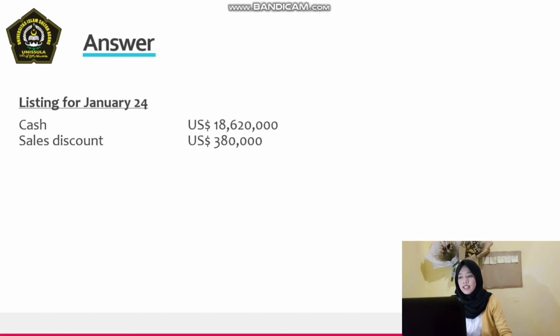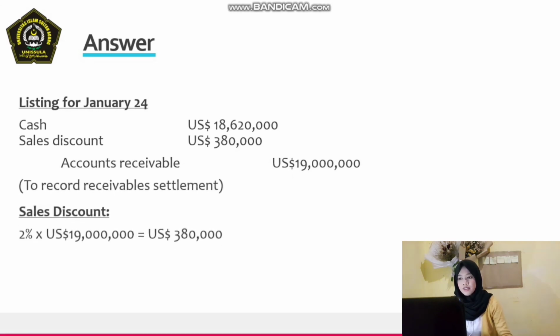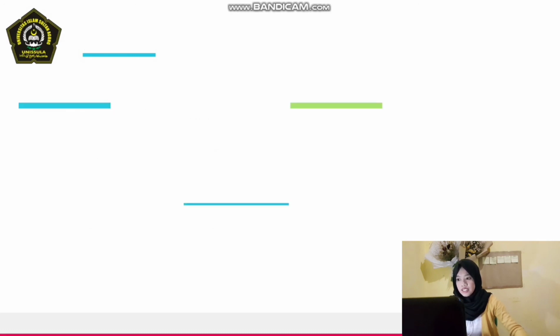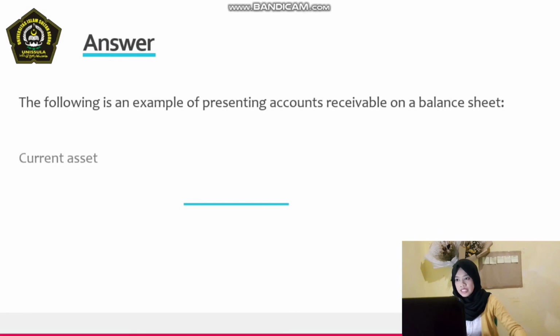The third is listing for January 24. Cash in debit 18,620,000. Sales discount on debit 380,000 and account receivable in credit 19 million. This is to record receivables settlement. Sales discount is from 2% times 19 million.